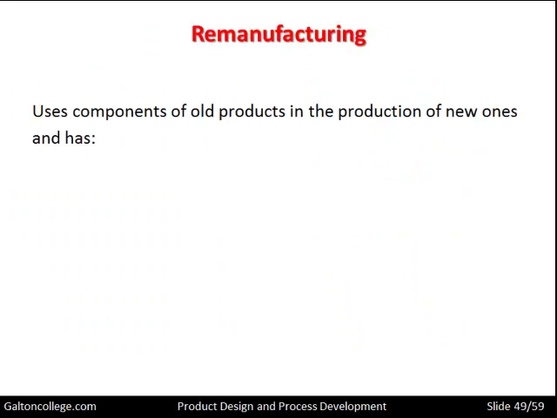Remanufacturing, well, use components of old products in the production of new ones. And this has all sorts of environmental benefits. So take the old products and take out usable parts and reuse them. Remanufacturing, it's using existing technologies, it's using existing machinery perhaps, or existing designs for components. It's using what the company has got. And as I said, there are environmental benefits.